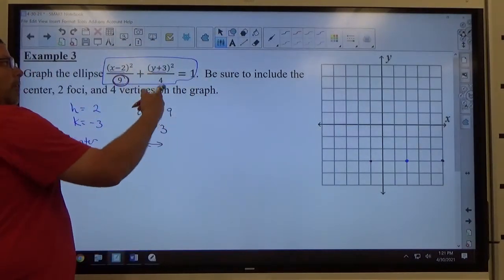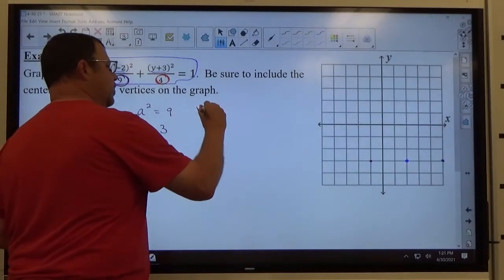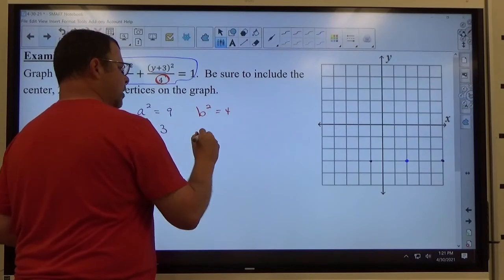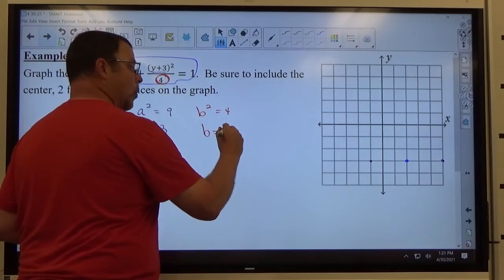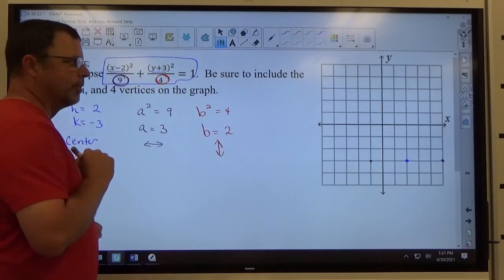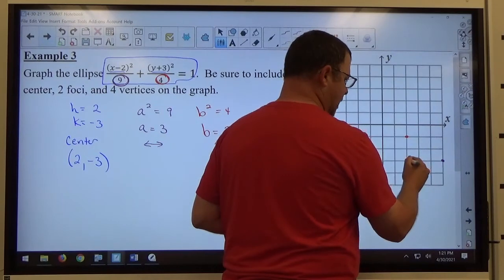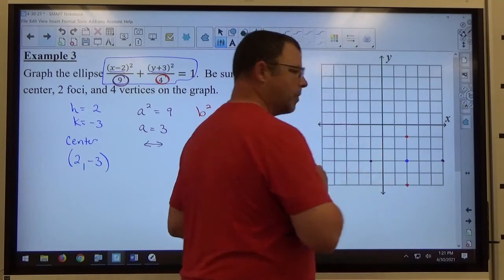I look up to my standard form again. The number underneath y squared is b squared, so b squared is equal to 4, which means b is equal to the square root of 4, which is 2. And b tells me how far to go up and down to get vertices. So from the center here, I go up 2 to get a vertex, and down 2 to get a vertex.